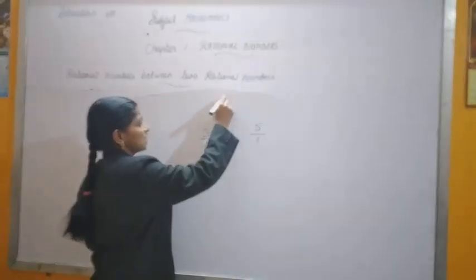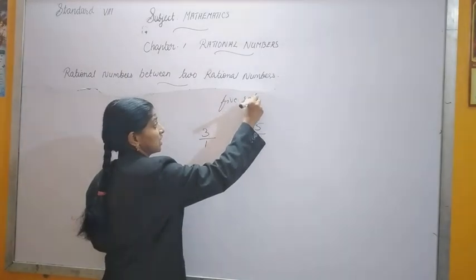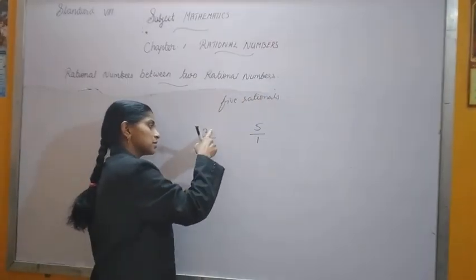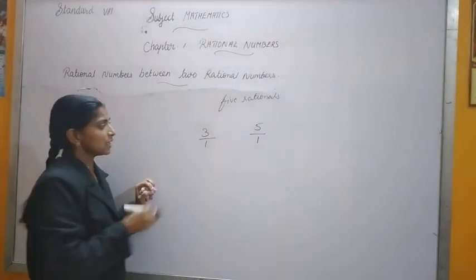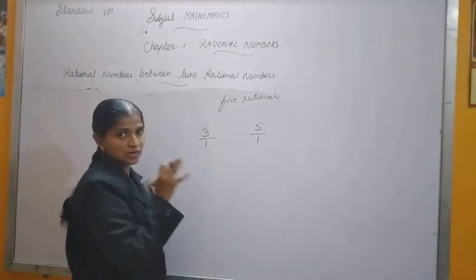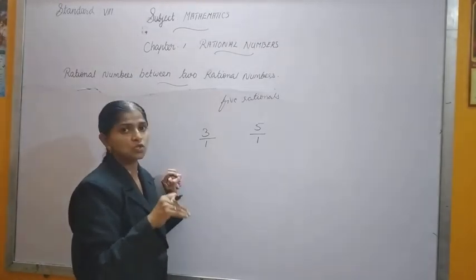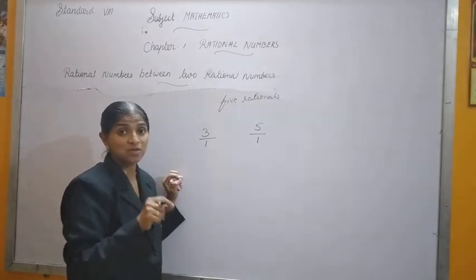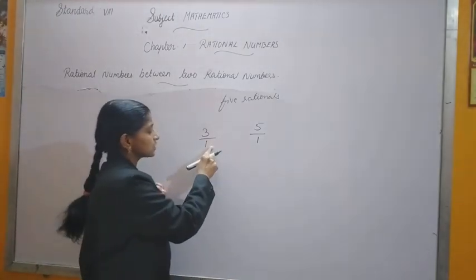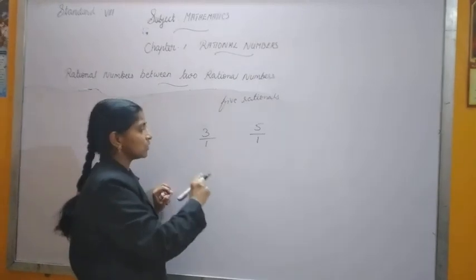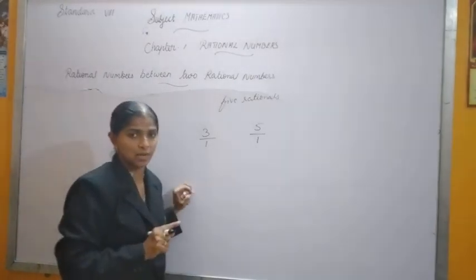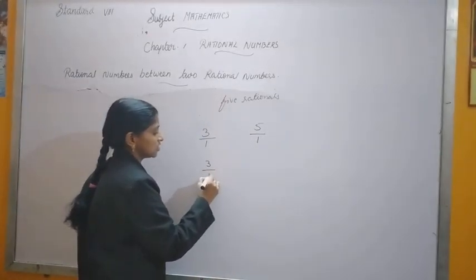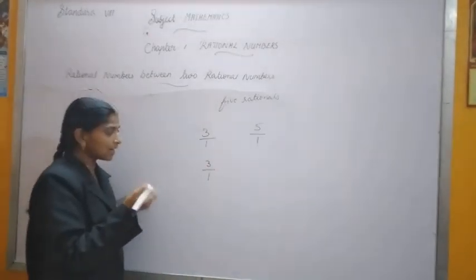For example, if we need 5 rational numbers, we are asking for 5 rational numbers between 3 and 5. Here, first step, you convert both the rational numbers into p upon q form and make both denominators the same. Here in this question, first step itself we get both rational numbers with the same denominator. And next step, you can multiply and divide by any number.